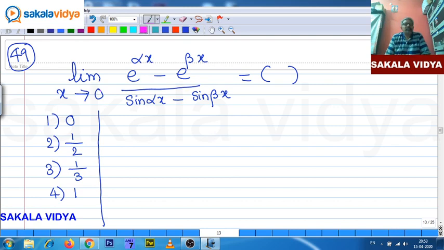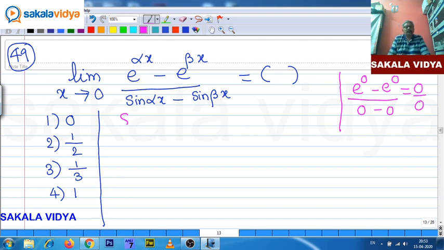Okay, limit x tends to 0, (e^(αx) − e^(βx)) / (sin αx − sin βx). So first let us substitute the limit. If we put x as 0, e^0 minus e^0 is 1 minus 1, which is 0, and sin 0 minus sin 0 is 0 minus 0, so it is a 0 by 0 form. So you can apply L'Hospital's rule.